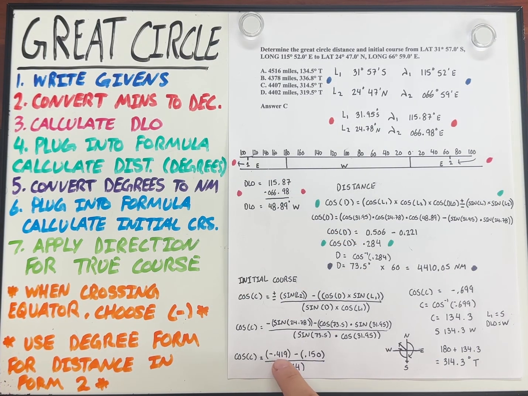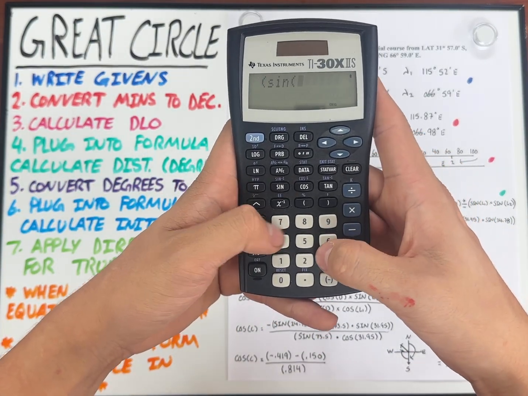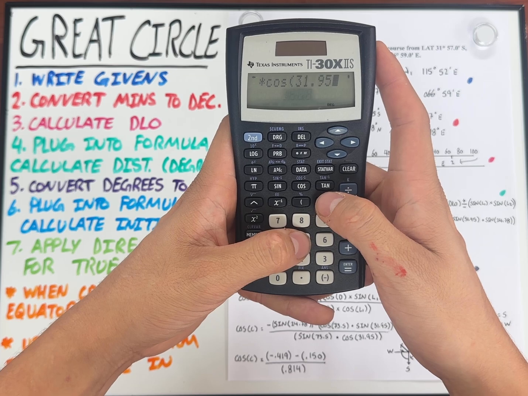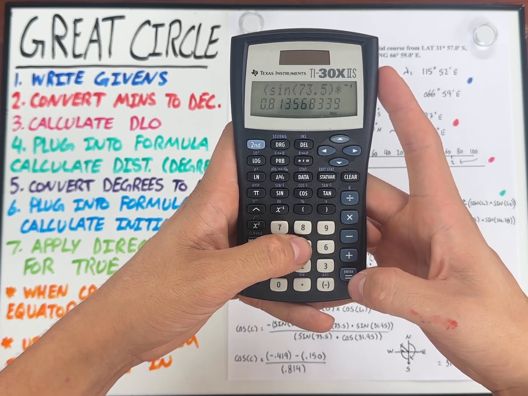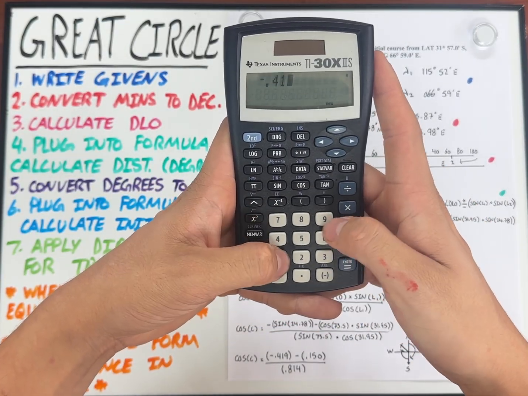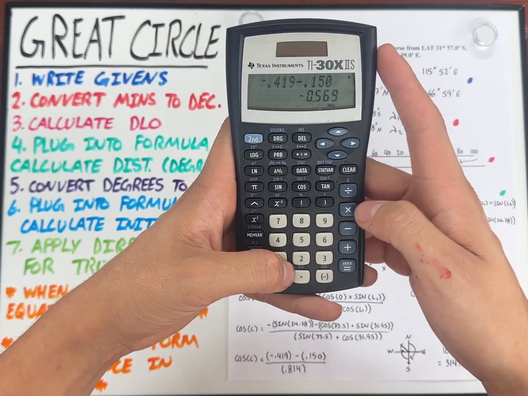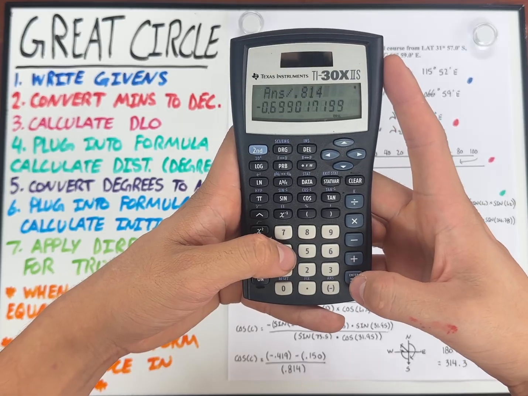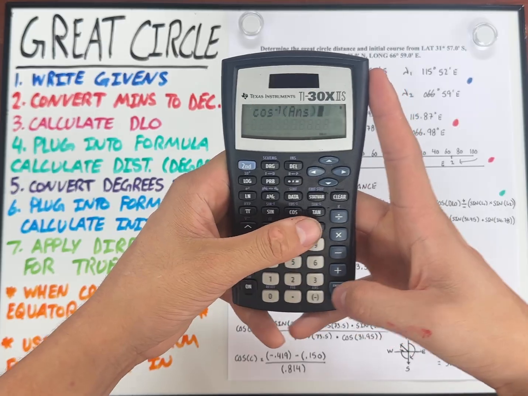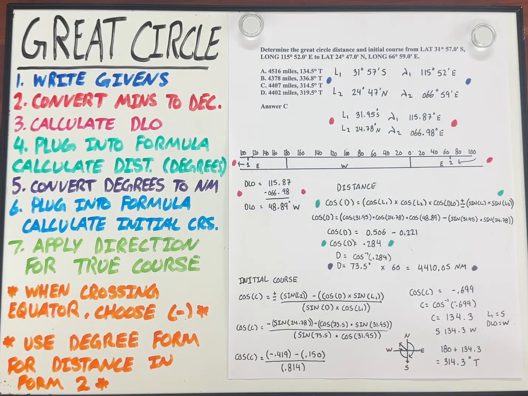So negative 0.419 minus 0.150, and then I'll do the bottom portion as well. So sine of our distance, 73.5, times cosine of lat 1, 31.95. Close the parentheses. We get 0.814 rounded up. So now we can do this. Negative 0.419 minus 0.150, negative 0.569, divided by 0.814. And then we simply do a second cosine to get the answer. And we get 134.34. So that's our initial course.